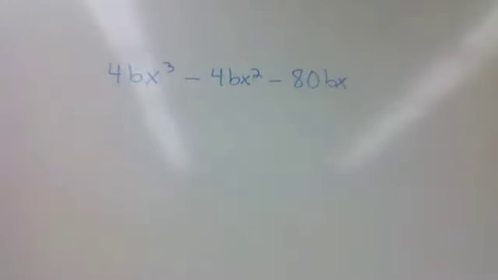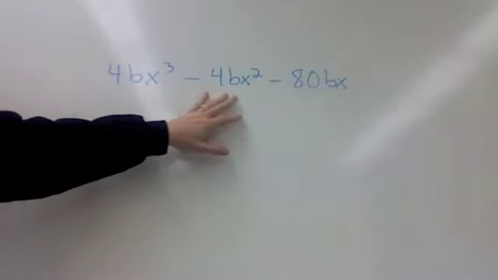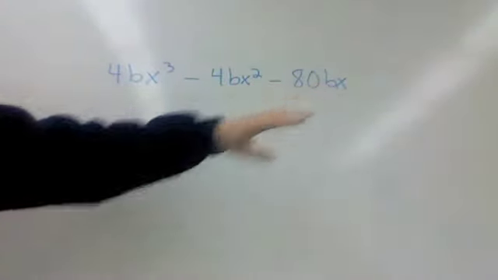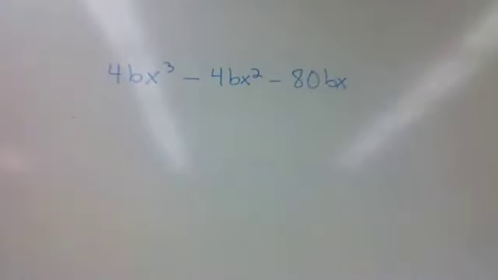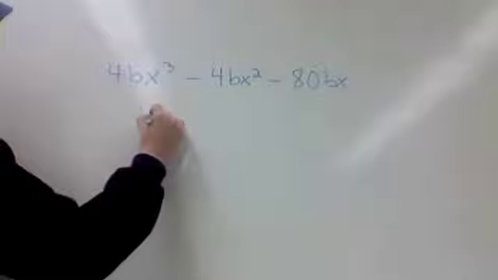So let's take a look at another example here. We're going to have 4bx cubed minus 4bx squared minus 80bx. So when we look at that, once again, we're going to see what each of those have in common, what we can factor out of that. So we see that each one of them has a bx involved. So we know we're going to at least factor out a bx.